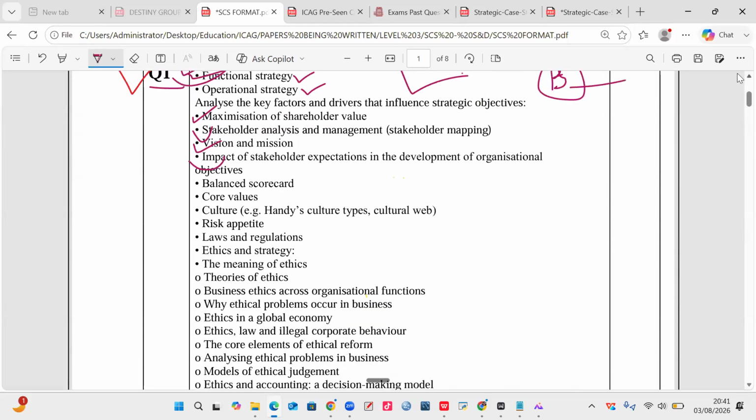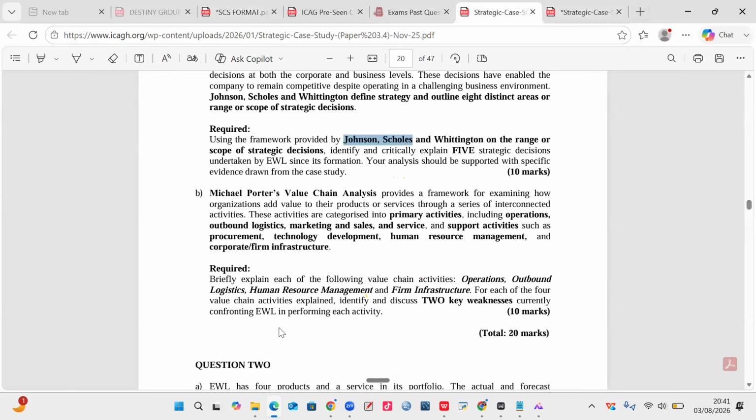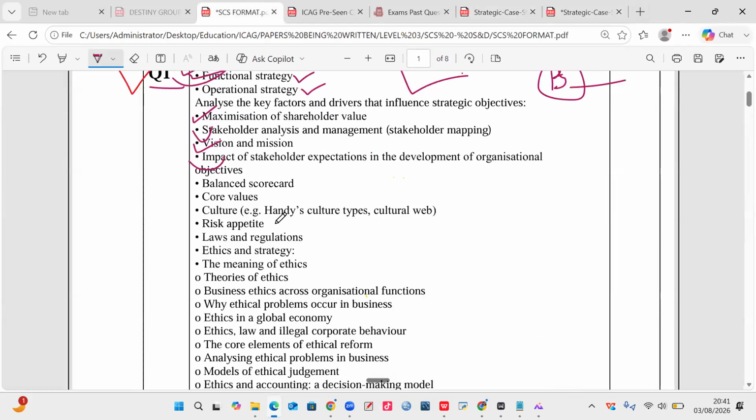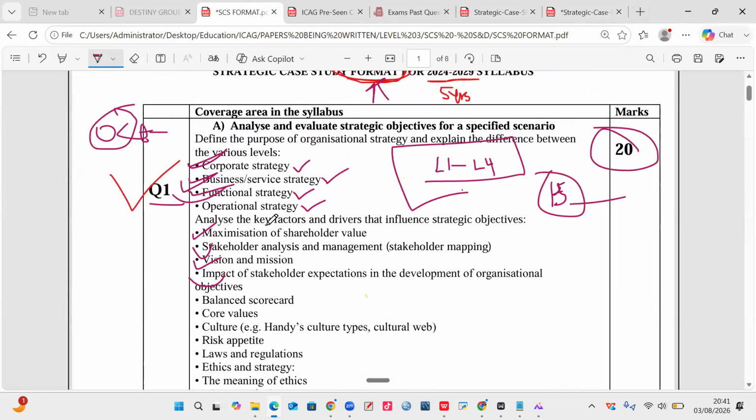So that is one of the issues you have to look at. Let's look at the next one. Okay, so you could see this is 10 marks, this 10 marks, 20 marks. They will definitely pick them from 1 or 2 or 3 or 4 areas, the topics here.